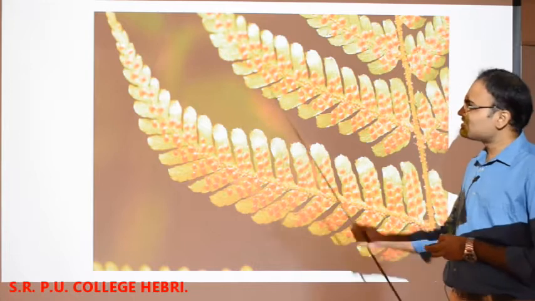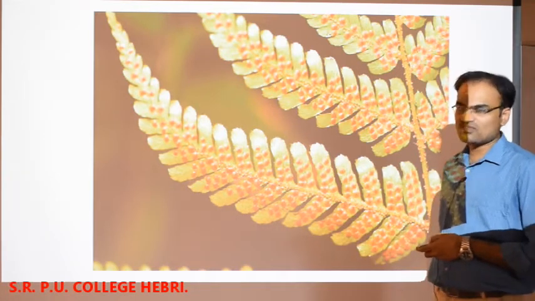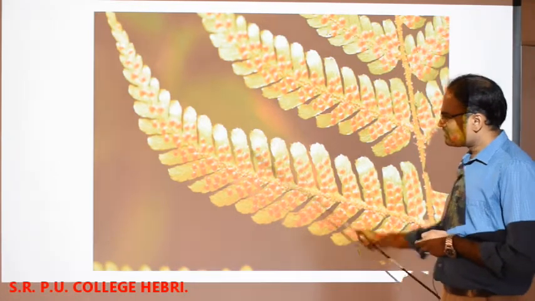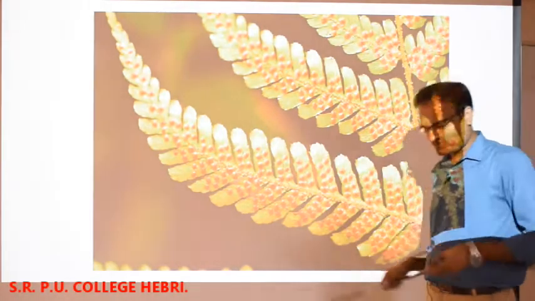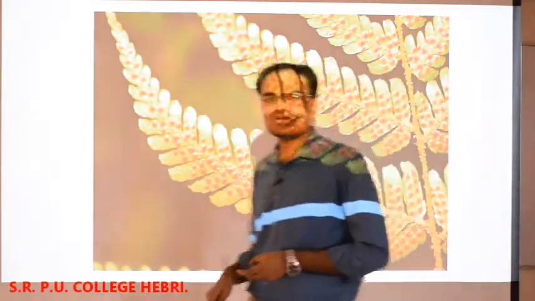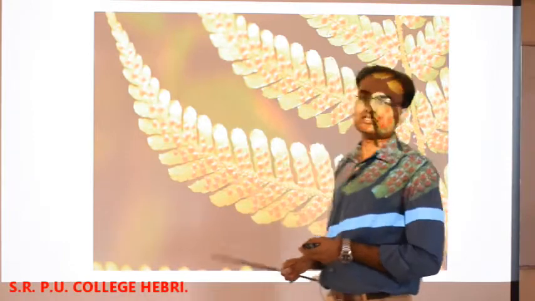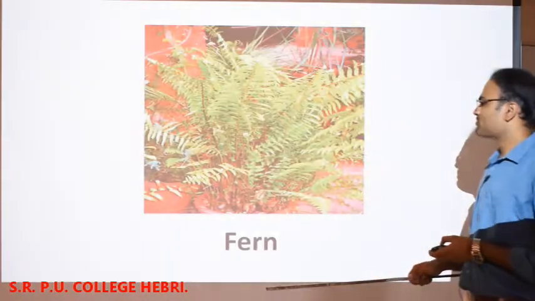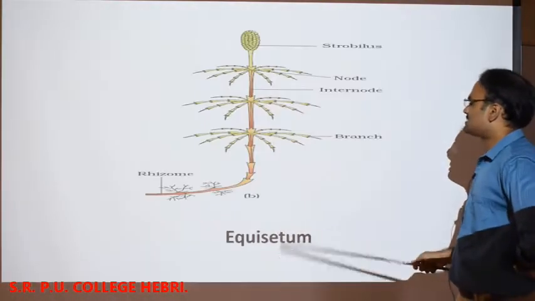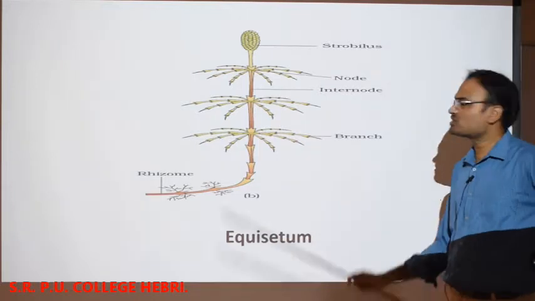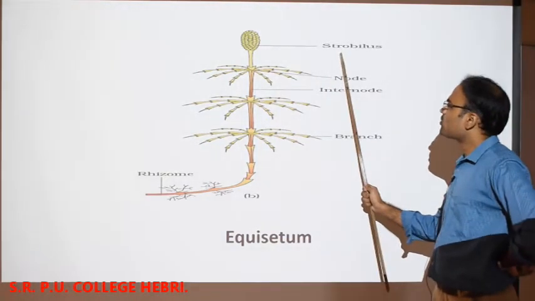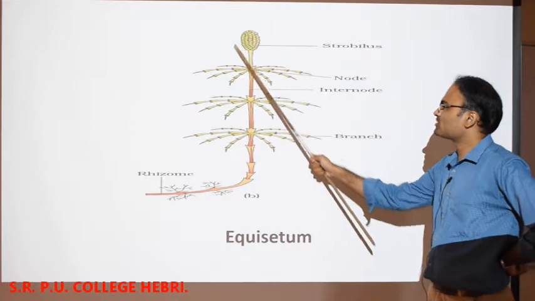But in some Selaginella as well as in case of Equisetum, these sporophylls will be aggregated into a compact structure called strobili, or else it is also called a cone. In case of Equisetum, we can observe the strobilus or cone is present at the tip portion of the plant.